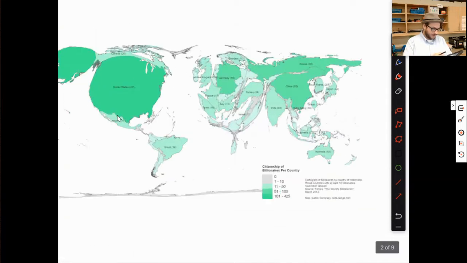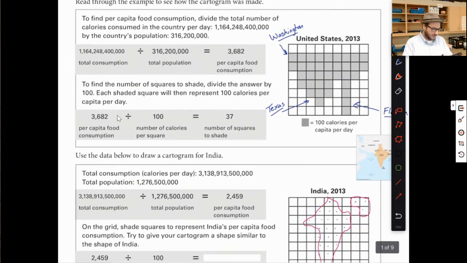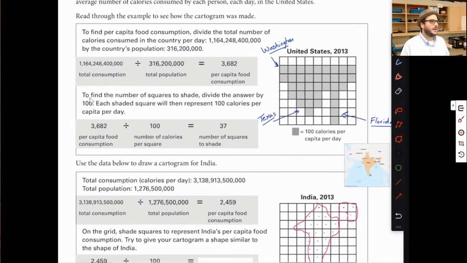If we go back to the very first page here, this shows the food per person in the United States in 2013, approximately. The way they did that is they took the amount of calories that were eaten and divided it by the total population at that time. That gives us the amount of food per person on average each day. Then we take that amount, in this case 3,682, and split it up into a 10 by 10 grid. So we take that number and divide it by 100.